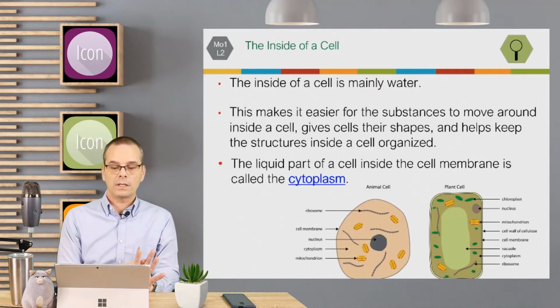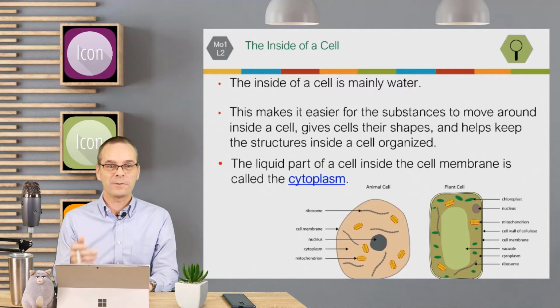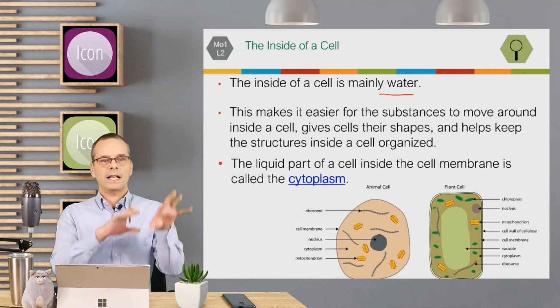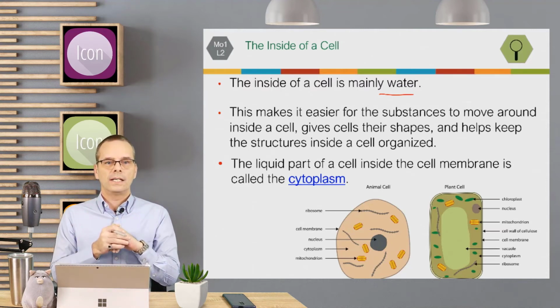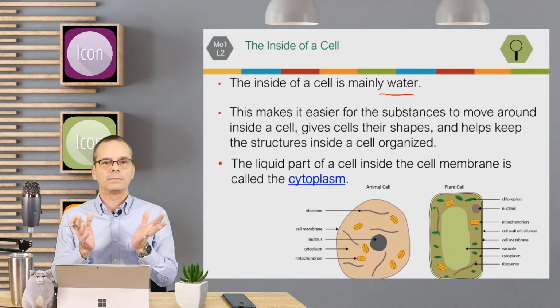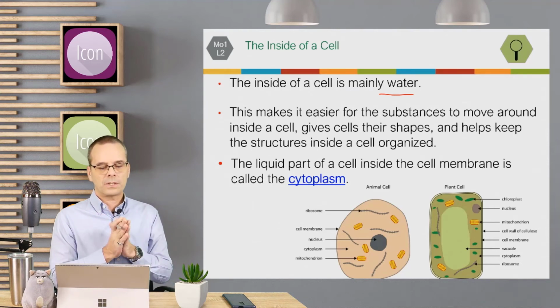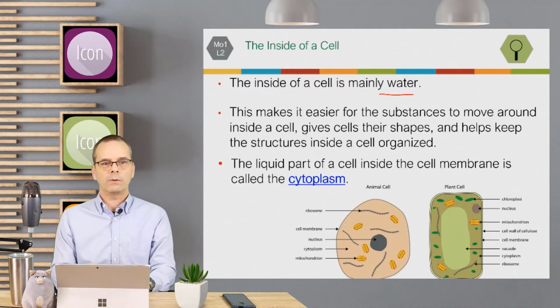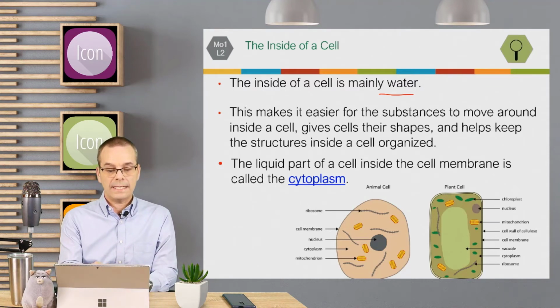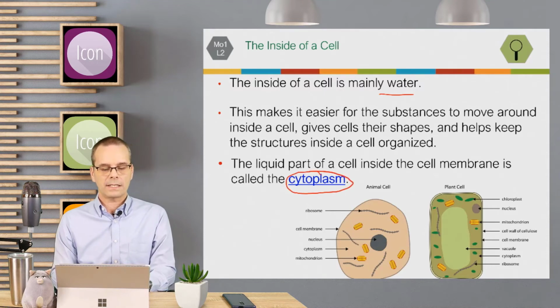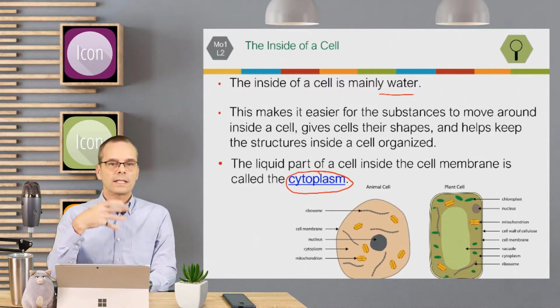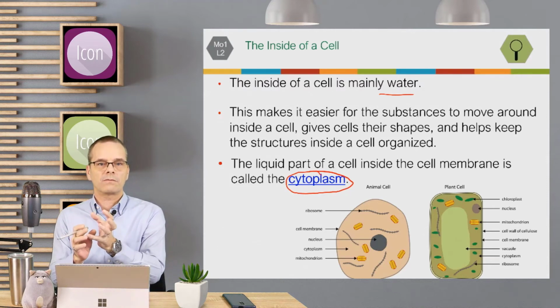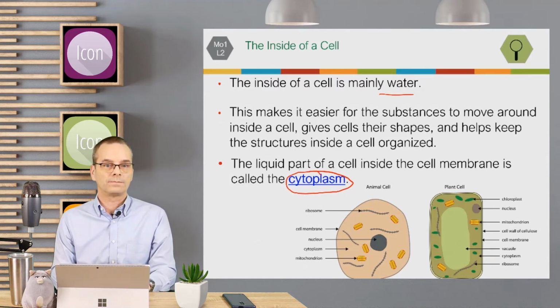Now, the inside of a cell is mainly water. That's what mainly makes up our cells. This makes it easier for things to move around, and it also gives cells their shape. It helps to keep all the substances or structures organized inside the cell. So it kind of floats in this liquid. The liquid part of the cell inside the cell membrane is the cytoplasm. That's the liquid part where everything is floating, and it's mostly water.